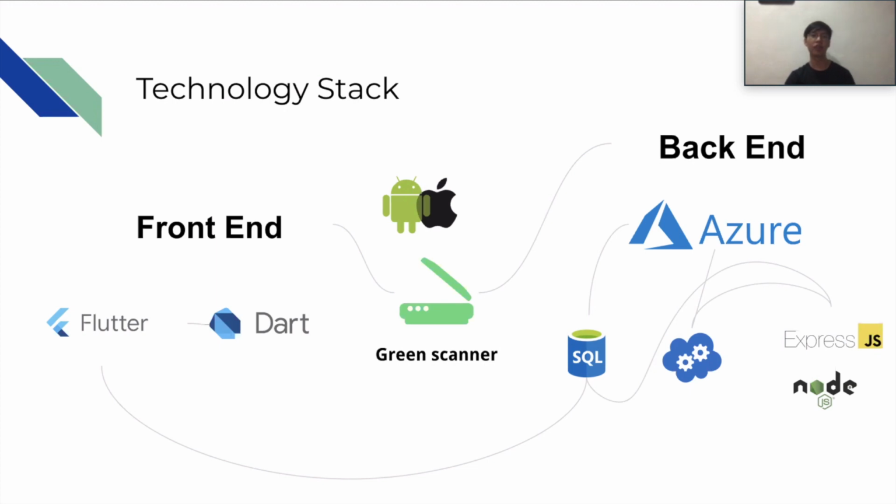This is the technology stack for GreenScanner. On the front end, we have used the Flutter framework that allows us to export GreenScanner into Android and iOS. On the back end, we have used Azure services, namely Azure SQL database and Azure App Services. We have used Node.js to write our REST API that is then hosted on Azure App Services.